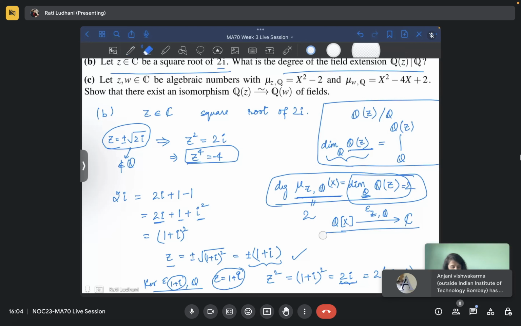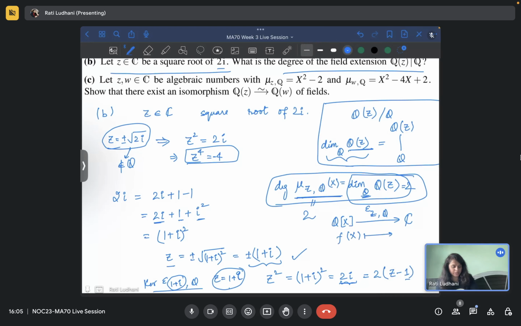So this map says you have this epsilon z comma Q, and f(x) will map to f of z. This is the map. So this is a homomorphism, is it? Yes, this is a Q-algebra homomorphism. Q-algebra homomorphism means this is a ring homomorphism, and this is a Q-linear map. So as a vector space homomorphism and as a ring homomorphism, both of these combined imply that this is a Q-algebra homomorphism, because Q[x] and C are Q-algebras.